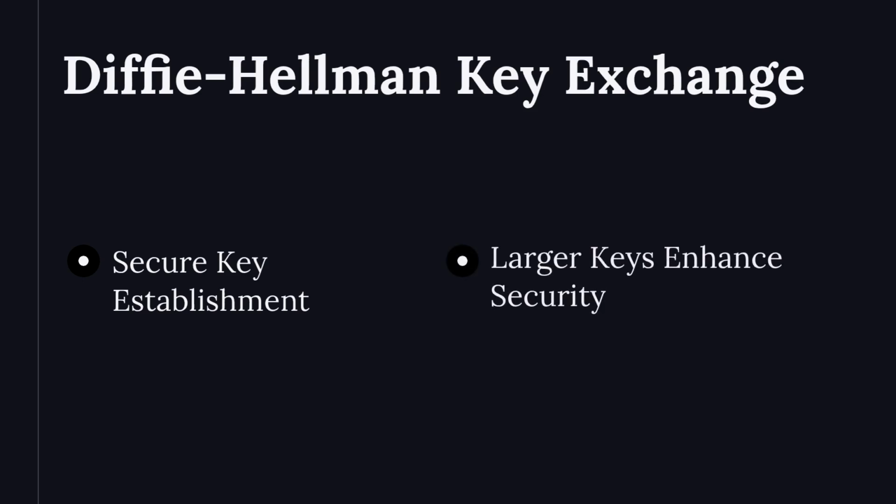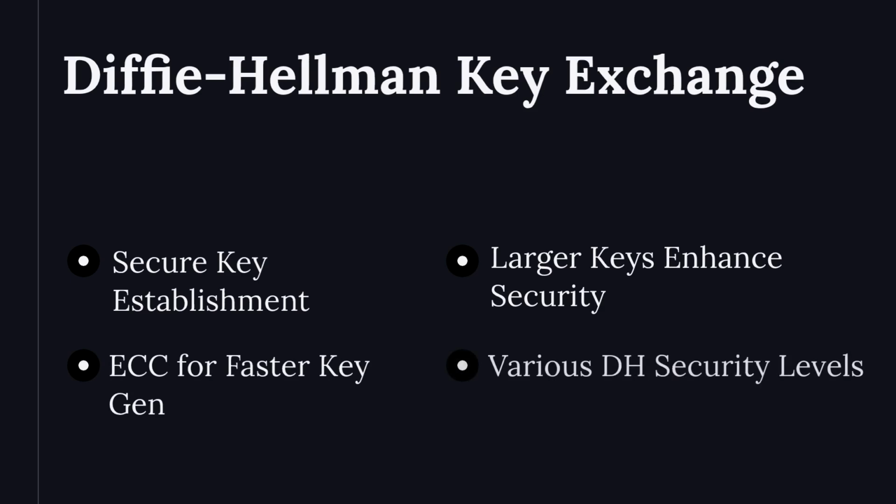Diffie-Hellman enables secure key exchange. It establishes a shared secret over insecure channels. Larger key sizes enhance security. ECC reduces key generation time. Different DH groups offer varying levels of security.